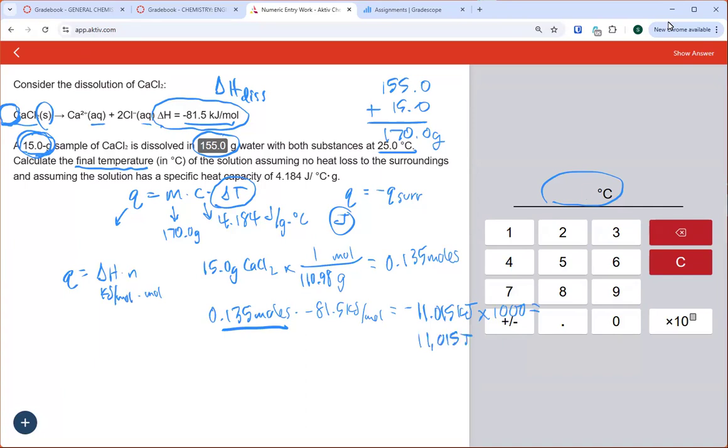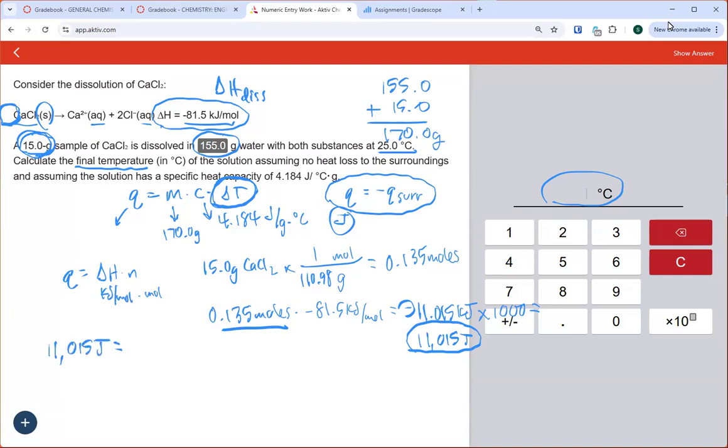Now, because of this, the heat that's going into the water is the opposite of heat from the system. So I'm going to use this as a positive value, right? Your change in temp should be positive. It should go up. And so the heat being released is going into the surroundings. And so this heat being released is positive for the surroundings.